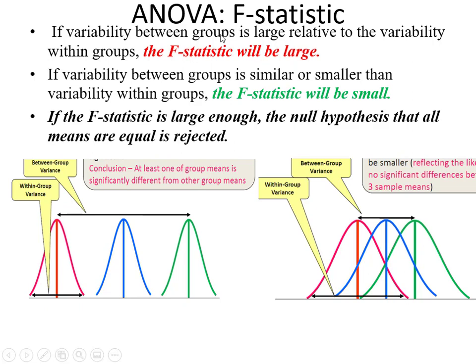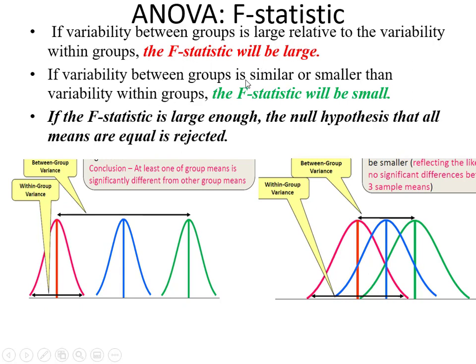If variability between groups is large relative to the variability within groups, the F statistic will be large. What does this mean? Between group variability, you can see this black line. There is a great variability between these. These are 3 types of data. We have 3 different groups. So if variability between groups is large relative to variability within groups, the F statistic will be large. When you calculate the F statistic for this example, let's suppose the F statistic will be 6.